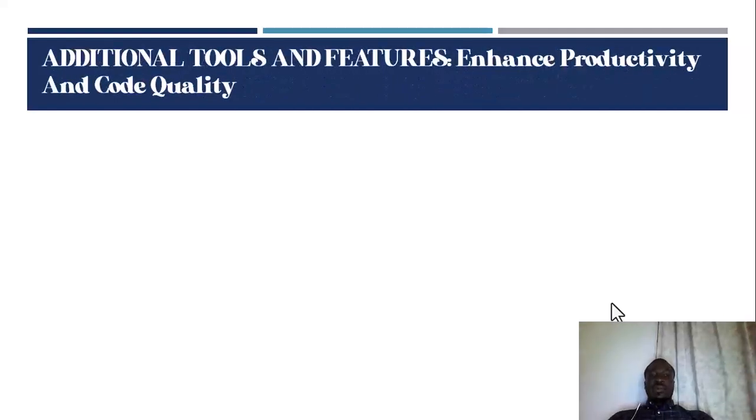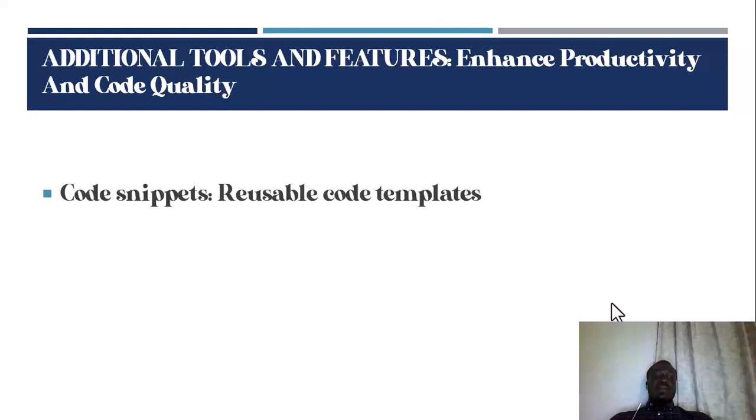Then we move on to additional tools and features. These are additional tools that will help you to enhance productivity and code quality. We have one, the code snippet, which is a reusable code template. It is in the form of a code template that will help you to write your code.